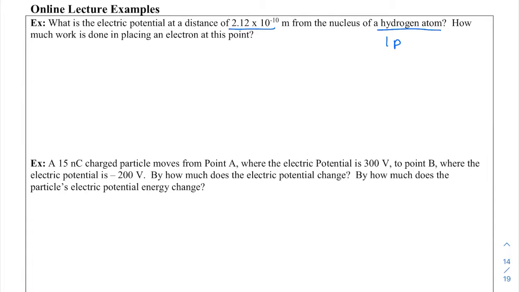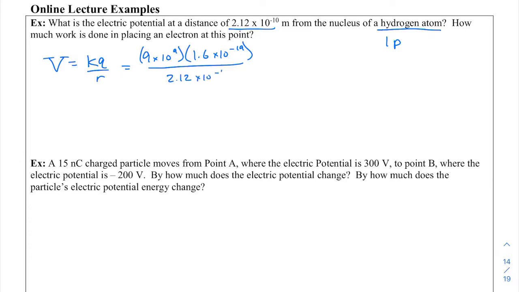So let's just start out figuring out the electric potential. The equation for electric potential is KQ over R. K is 9 times 10 to the 9. The charge of our one proton is just 1.6 times 10 to the negative 19 coulombs. And then the distance is 2.12 times 10 to the negative 10.